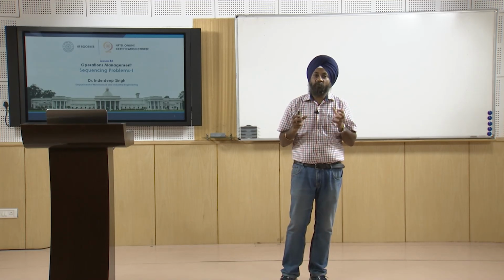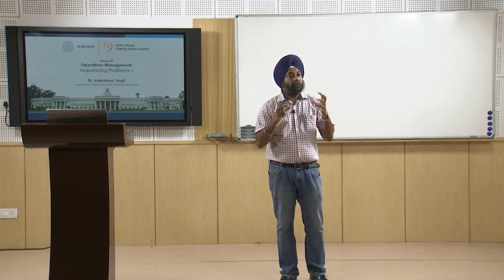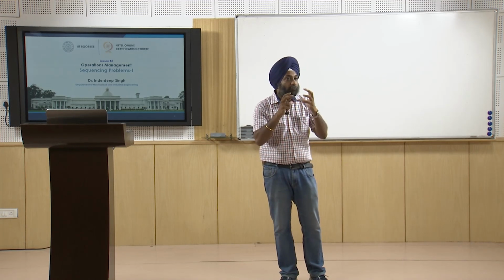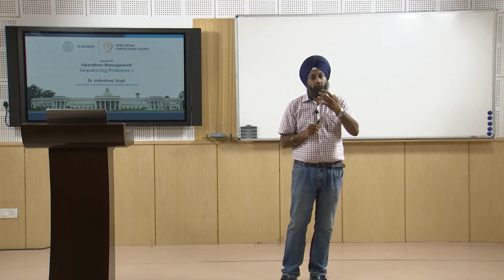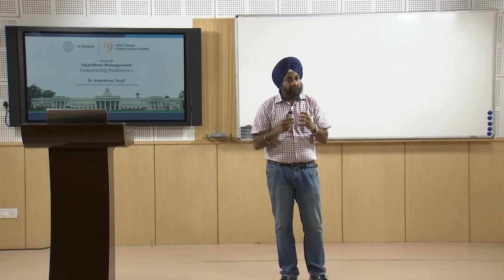In that context, we tried to understand the factors and criteria which must be kept in mind while deciding the appropriate priority sequencing. We saw 3 or 4 important priority methods which are used. The first was first come first serve, then earliest due date, shortest processing time and the critical ratio method. So we have seen 4 different criteria, and today we will try to understand them with the help of certain numerical problems.